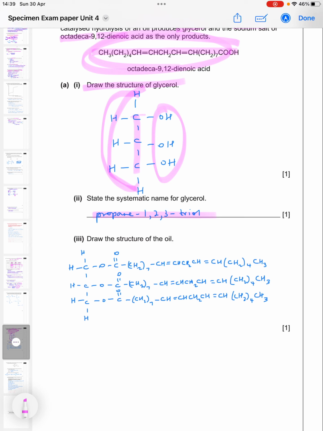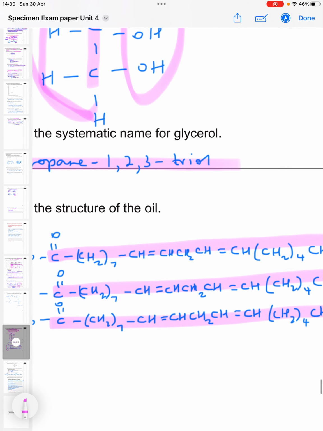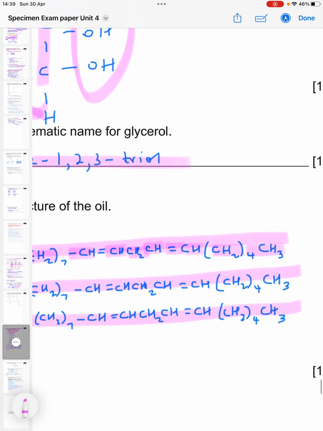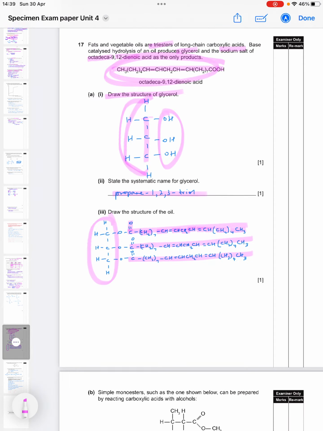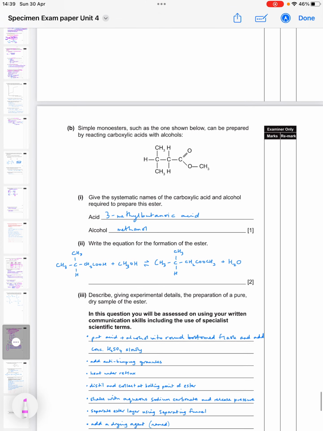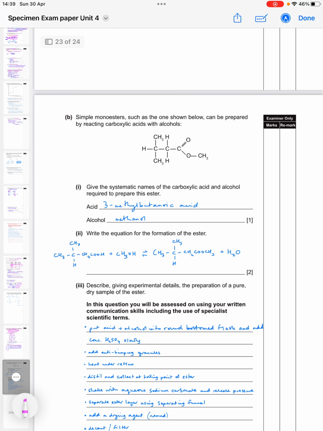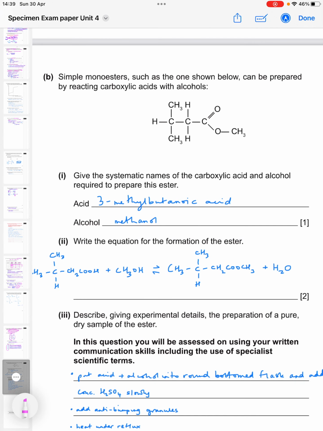And then the structure of the oil, so that's where we need this octadeca-9,12-dienoic acid. It's just a matter of, this is the stem here from the glycerol, and then we're putting in that big long chain to the right each time. So you see here each of those is a carbon with a double bond to the oxygen, CH2 7 times, CH, double bond, CH, CH2, CH, another double bond, CH, CH2 4 times, CH3. Just copying it carefully across, folks.